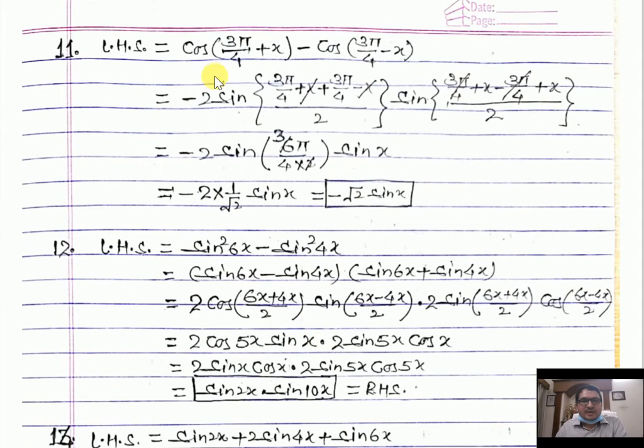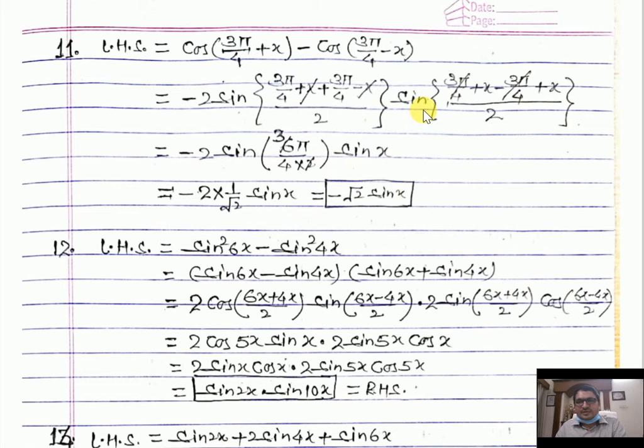Question number 11. cos(3π/4 + x) − cos(3π/4 − x). I have applied the formula cos C − cos D. You can apply one more formula, I think cos(a + b) also, but I have applied cos C − cos D. C is 3π/4 + x, and D is 3π/4 − x. So −2 sin((C + D)/2) sin((C − D)/2). The x and −x get cancelled, 3π/4 plus 3π/4 is 6π/4.